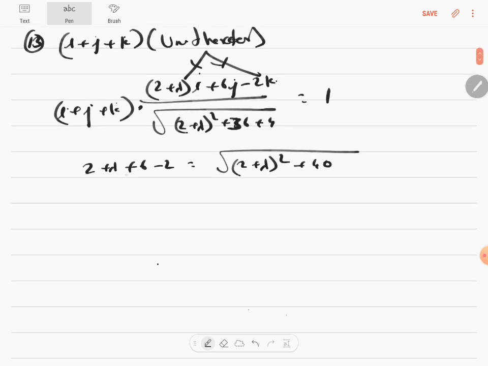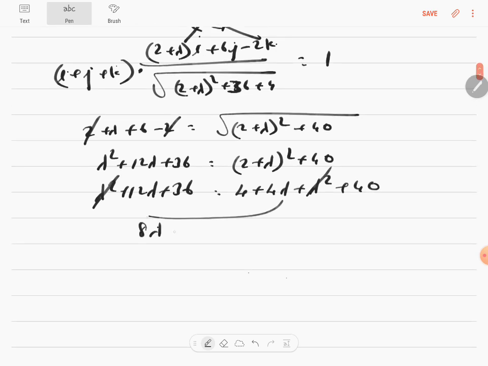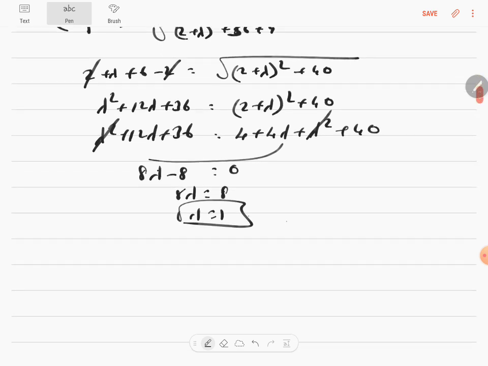So this 2 and 2 get cancelled. Lambda plus 6, so squaring both sides, lambda square plus 12 lambda plus 36 is equal to (2 plus lambda) the whole square plus 40. So we expand this as 4 plus 4 lambda plus lambda square plus 40 is equal to lambda square plus 12 lambda plus 36. Lambda square gets cancelled. Solve this, you get 8 lambda is equal to 8. Lambda is equal to 1, and hence you found the value of lambda, and that's the question itself.